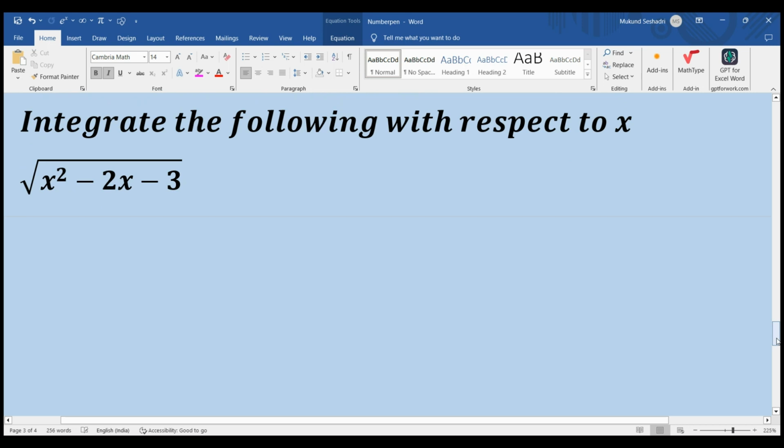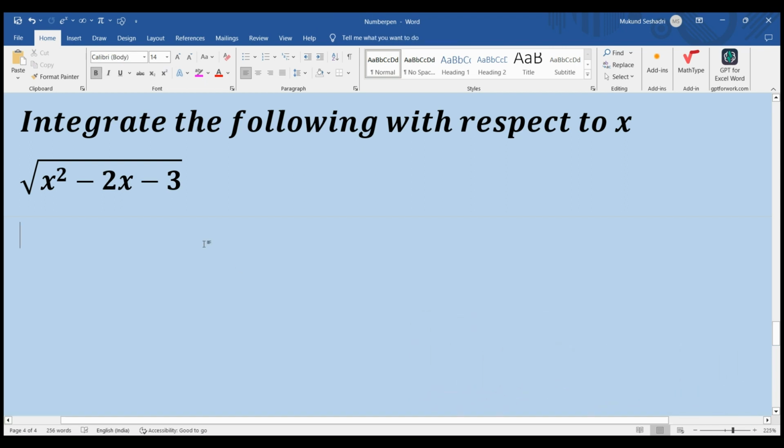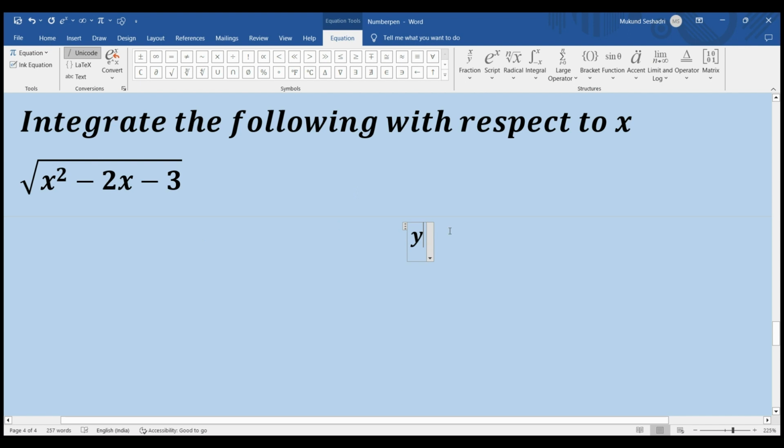So there we have the problem on the screen. Integrate the following with respect to x. We have square root of x square minus 2x minus 3. So what we've been given is dy by dx and we've been asked to find y. My y is nothing but integral of the given expression. So let's write down what our y is.